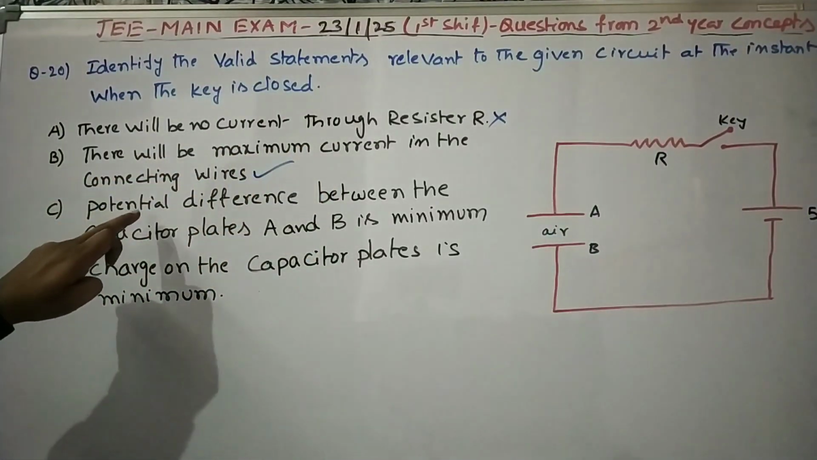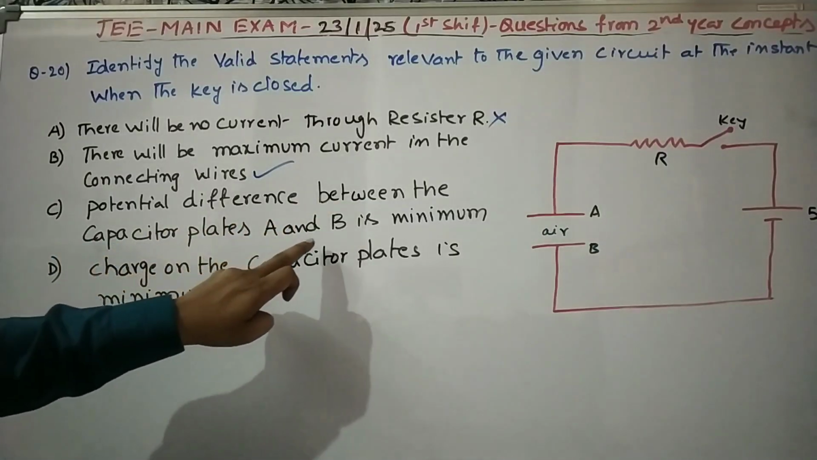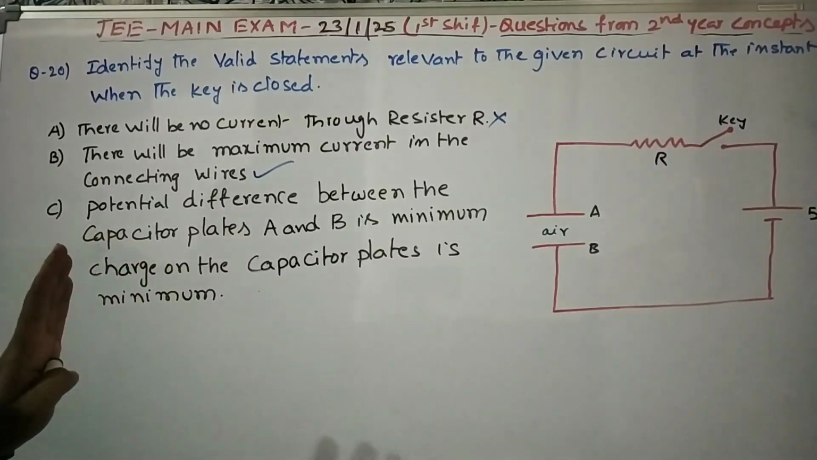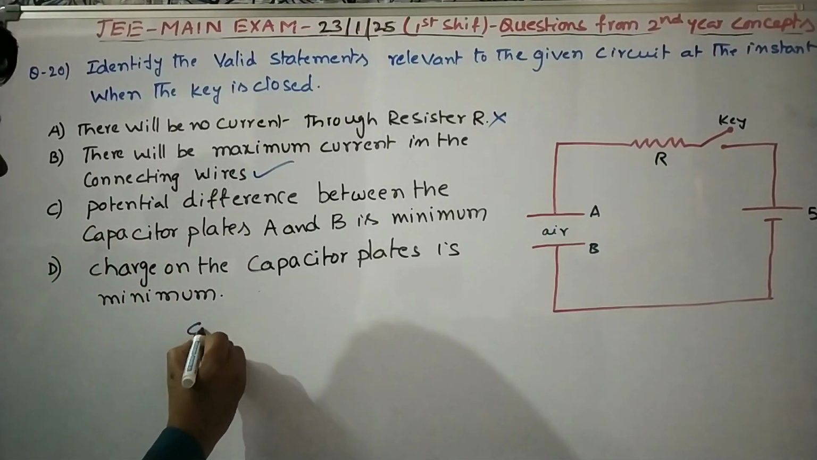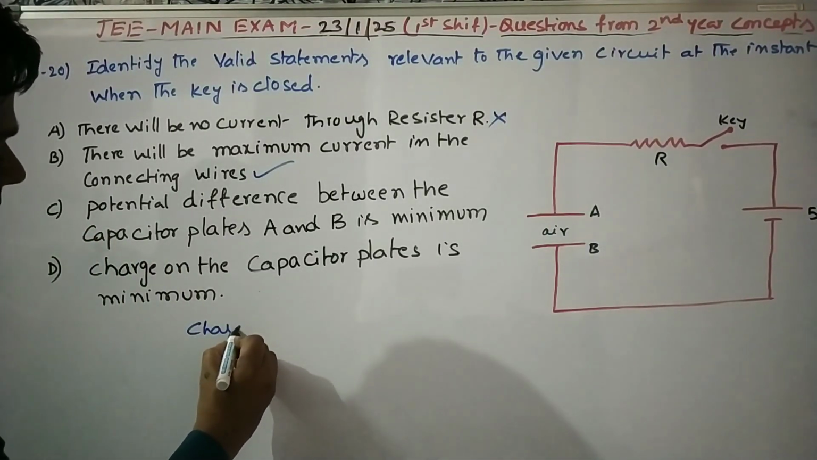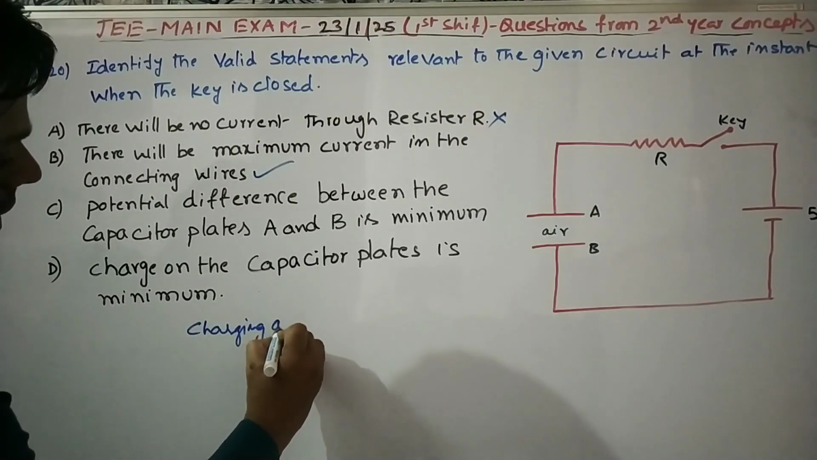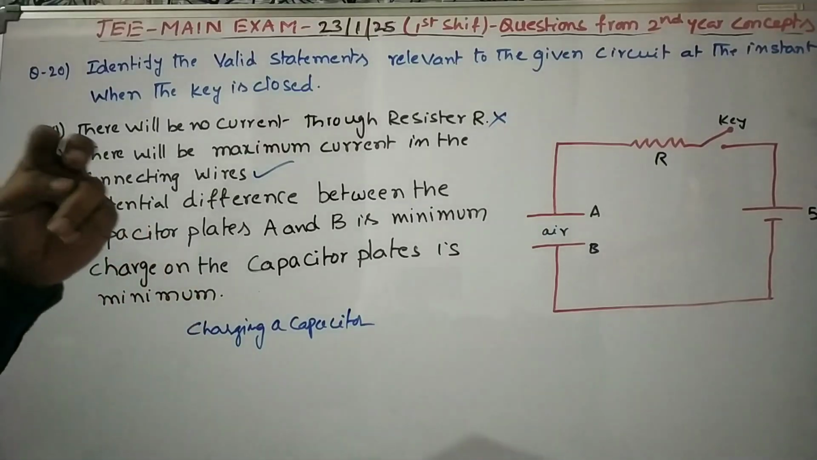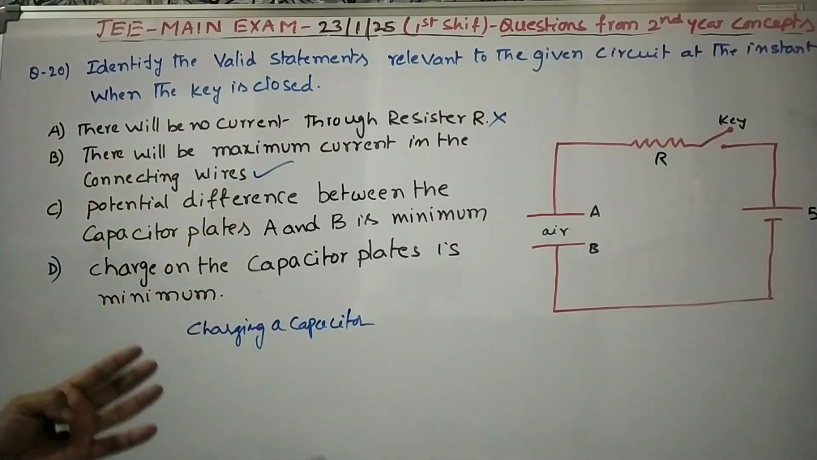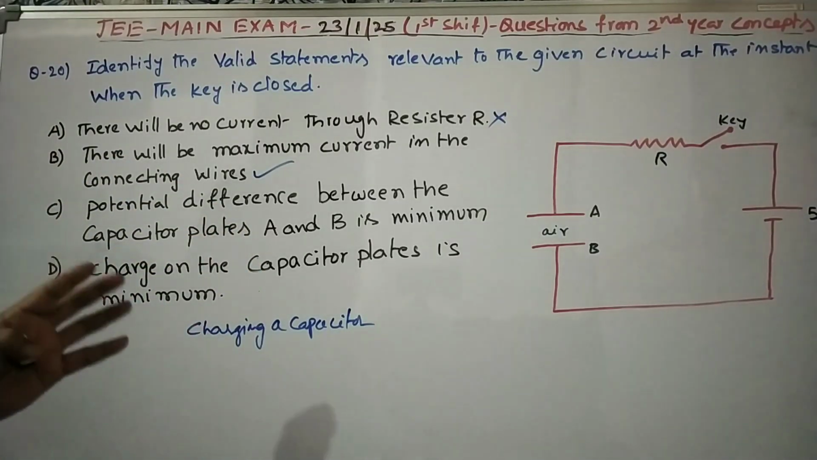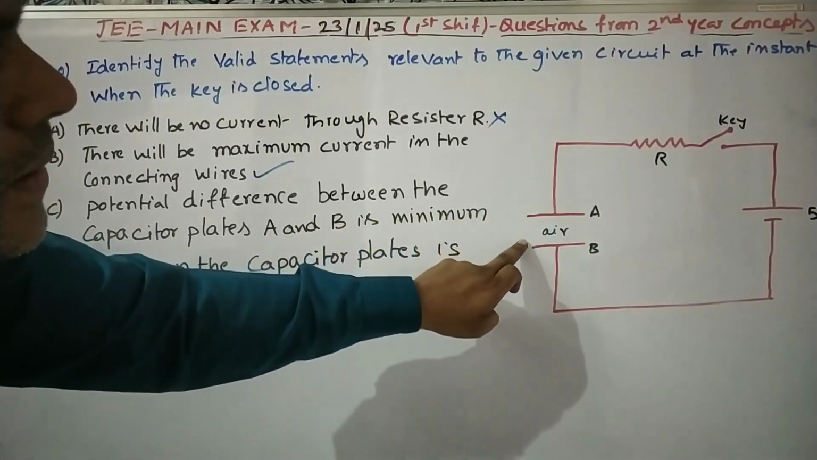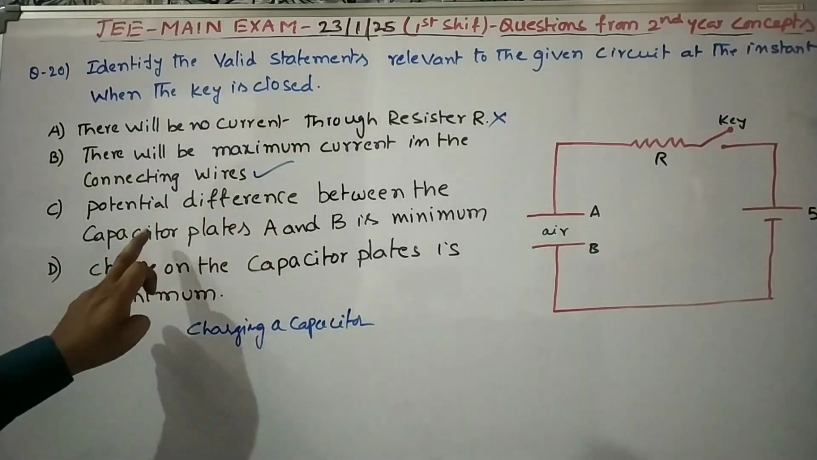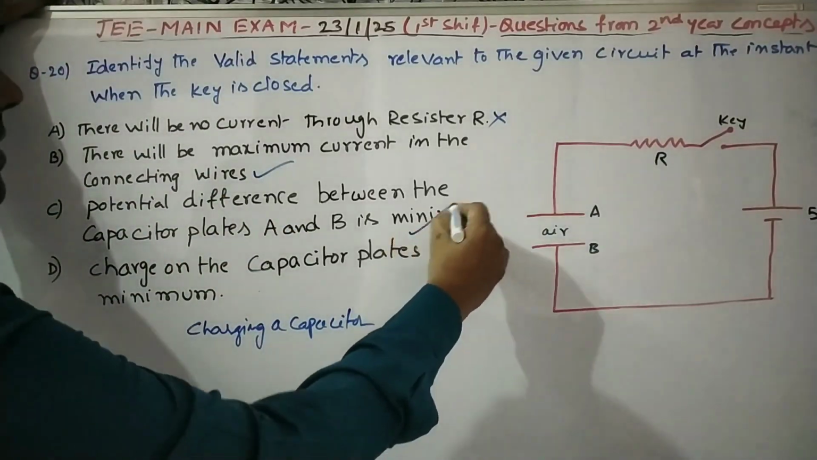Yes, it is correct. Next one, the potential difference between the capacitor plates A and B is minimum. Yes, it is correct. Why? Because, what is the basic principle of charging a capacitor? While charging a capacitor, what happens? Some charges accumulate without altering its potential. That's why you can arrange two parallel plates separated by a very little distance. So the potential difference between the capacitor plates A and B is what? Minimum. Yes, it is also correct.